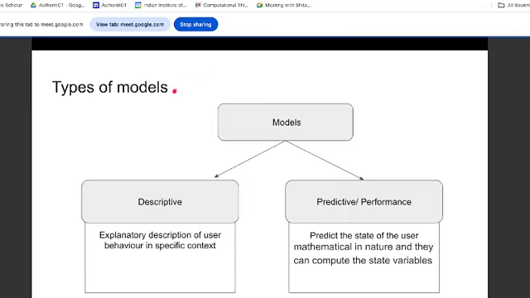In the descriptive models, we have an explanatory description of user behavior in a specific context. So it does not predict anything for the user, what the user will do next, that is not given. But how the user usually performs within the specific context of this instance, that can be captured through descriptive models. Whereas predictive performance models can predict the state of the user mathematically, and they can compute the state variables, so that prediction of the next state, the desirable state, can be obtained.